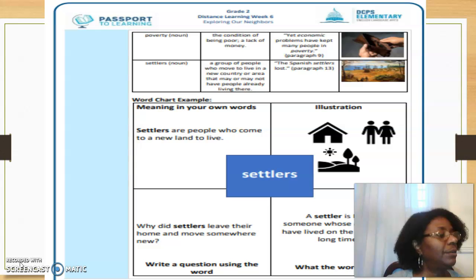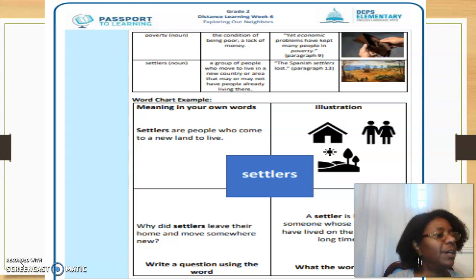Now, right under the last vocabulary word on the chart, you'll see a word chart example. Remember, you've been asked to make your own word chart for the word ancient culture. But right now, they're going to give you an example of what that should look like. They're using the word settlers as the example. You see the word settlers in the middle of your page. In the first box, you're going to put your meaning in your own words for settlers. This one says settlers are people who come to a new land to live. So that could be in your own words.